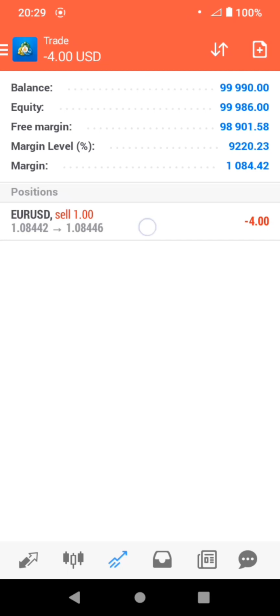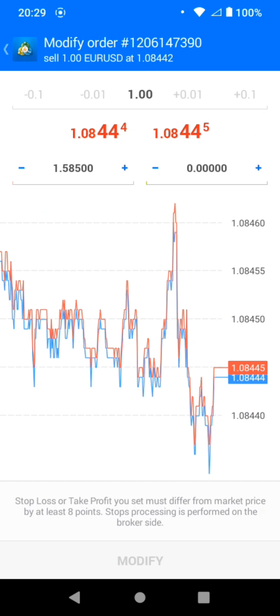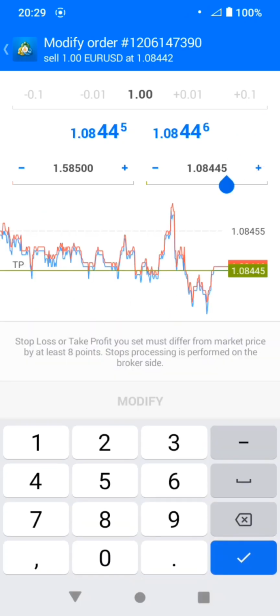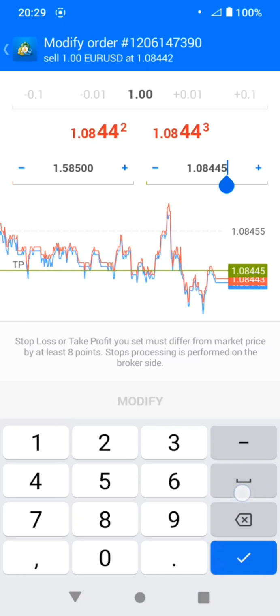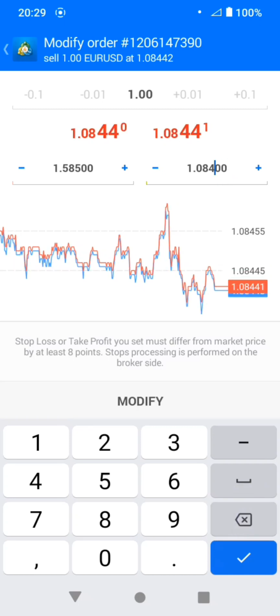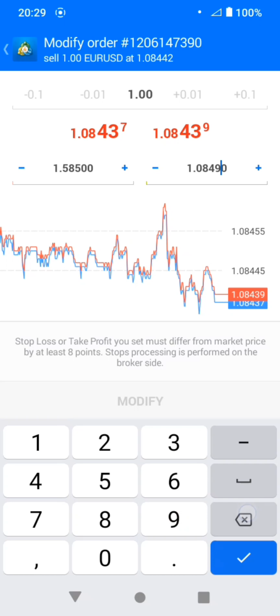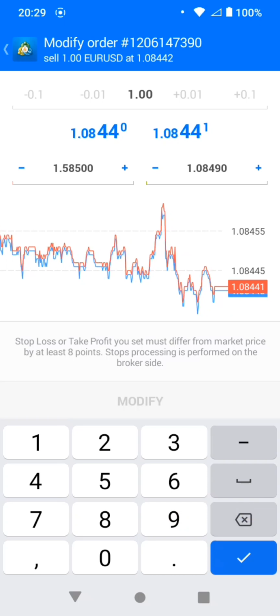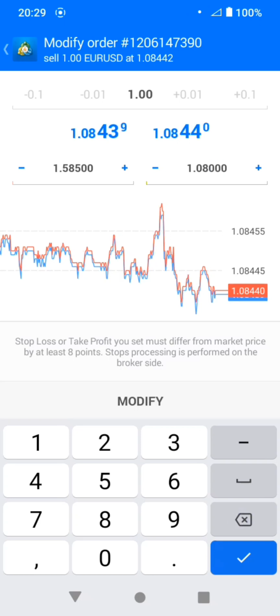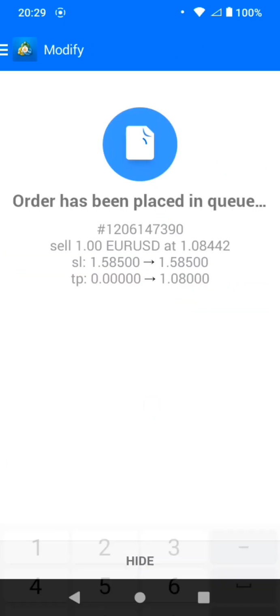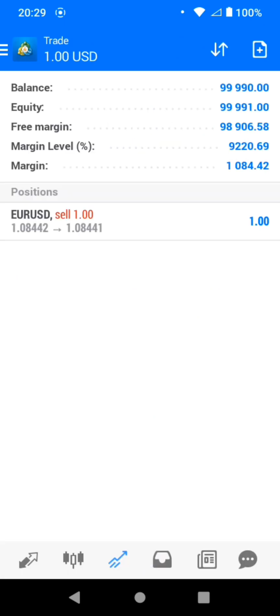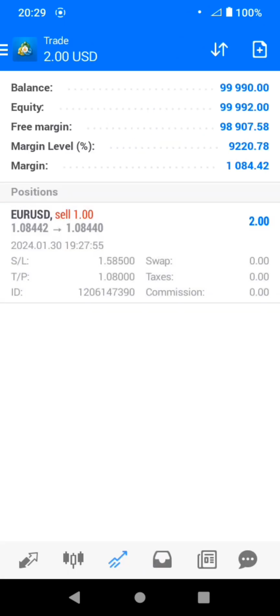So basically this is how you set your stop loss. And if you want to set your take profit, you just press this plus and set your take profit. Now one thing you are going to notice: if your stop loss or take profit is not accurate, this modify button is not going to work for you. Now you are seeing modify. I've set my take profit. So now you see I have my stop loss and my take profit. Make sure you always set your stop loss to be on the safer side of the trade.